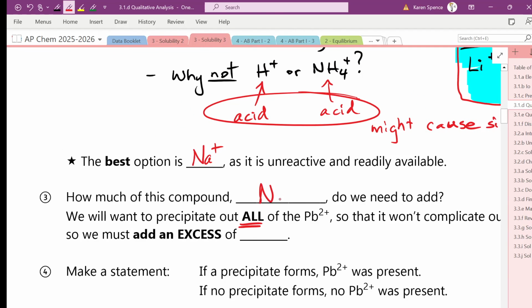And in order to do that, okay, so this compound, NaBr, how much do we need to add? We need to add an excess. Okay, you're not going to be able to tell me a specific amount, just say an excess. We must add an excess of NaBr. And one of the things you'll have to do here is actually write out this procedure. So you would say add an excess of NaBr. And then you make a statement. If a precipitate forms, lead 2 plus was present. If no precipitate forms, no lead 2 plus was present.